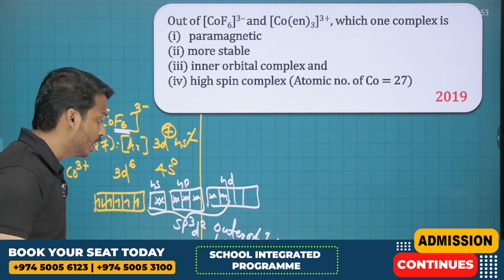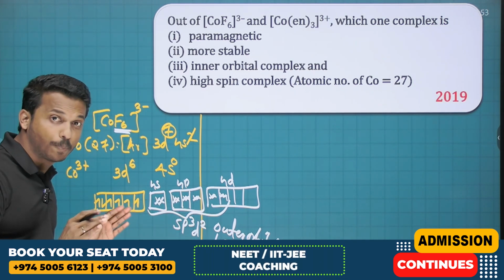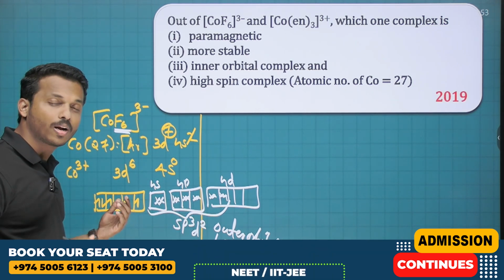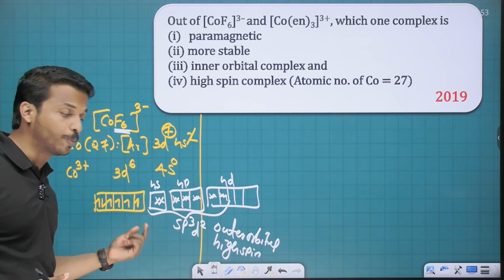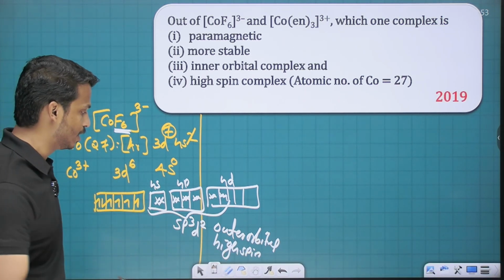What do you mean by high spin? The inner orbitals are not paired. Have you seen the inner orbitals? Many unpaired electrons are there. If they all are paired, what we call low spin. Here not paired, therefore it is high spin.